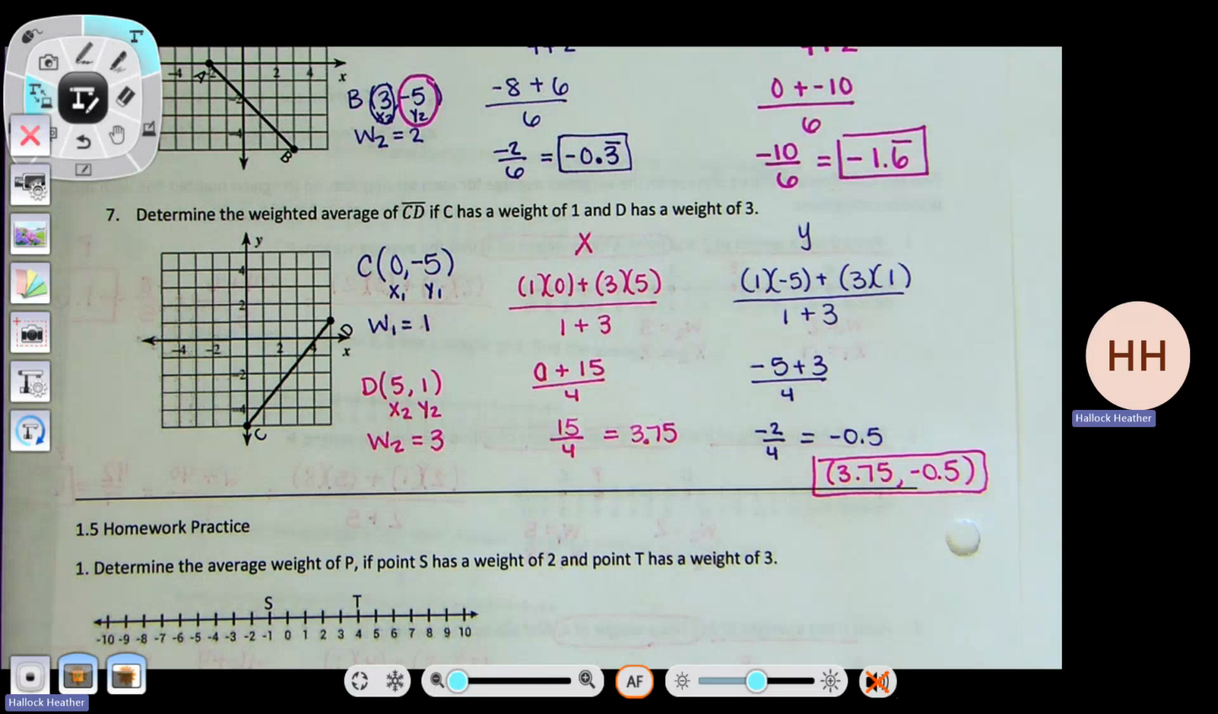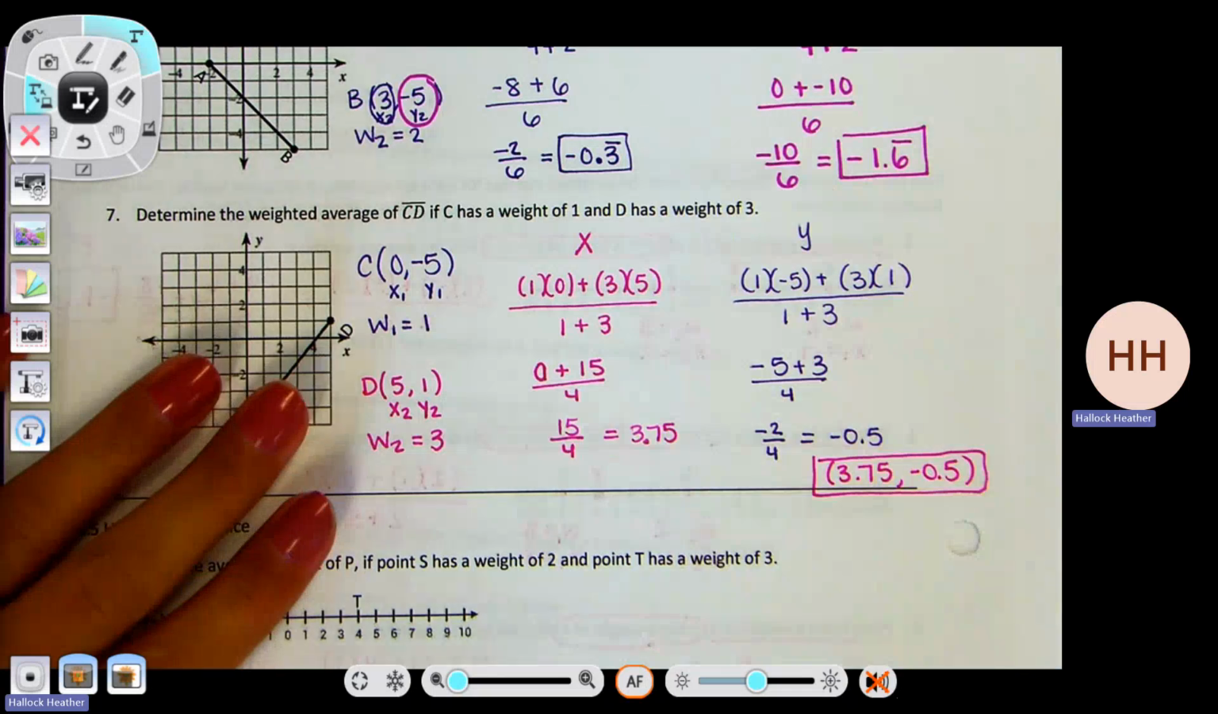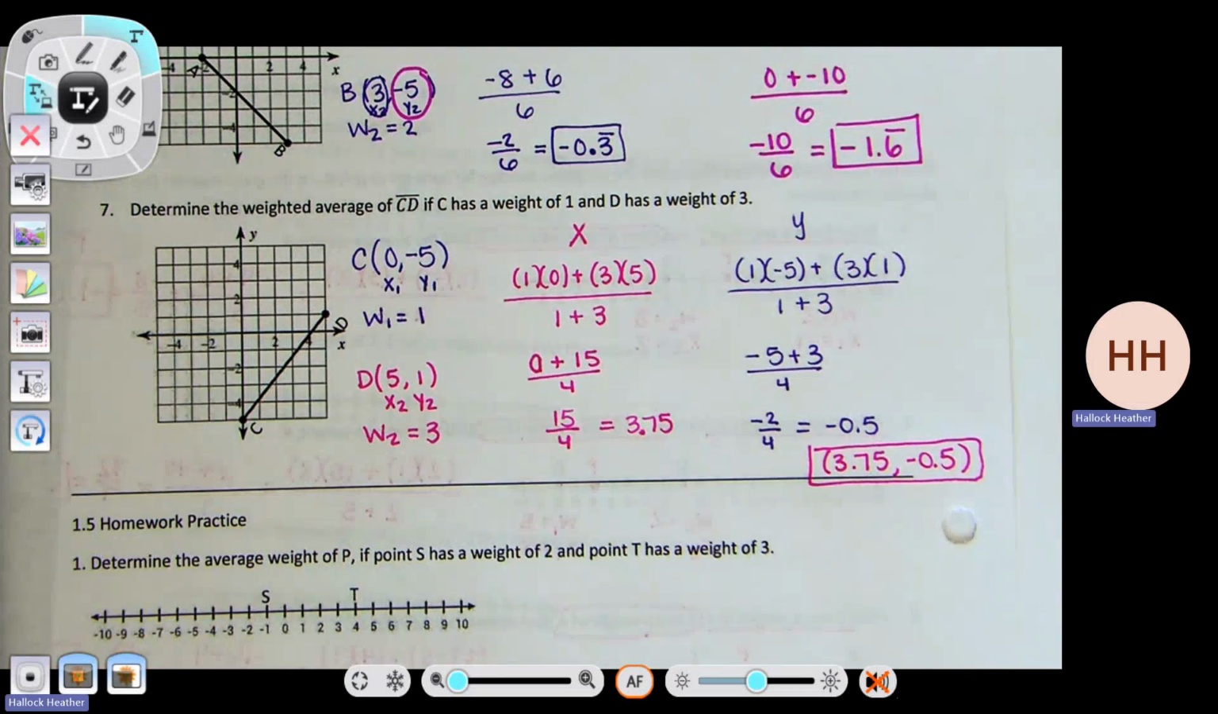Does anybody feel confident enough to tell me their Y? Tell me. Okay. Yes. So you should have got 3.75 and negative 0.5, because you would get negative 2/4. Now, I just confused you completely and you're like, what in the world? We were getting this and then I got confused.